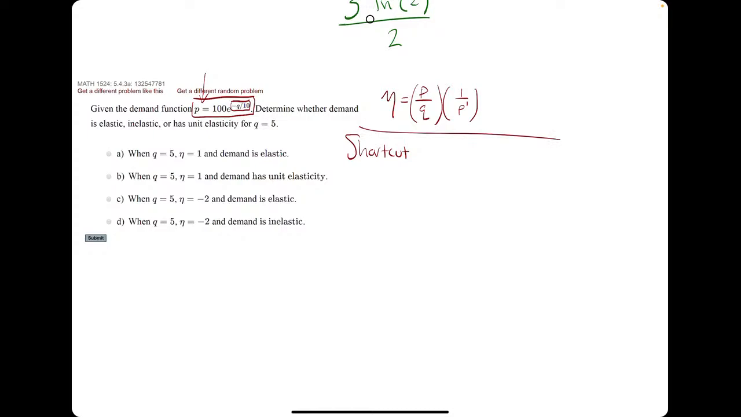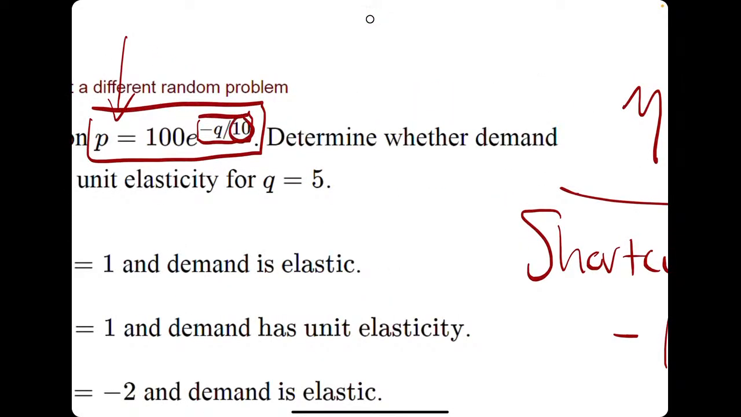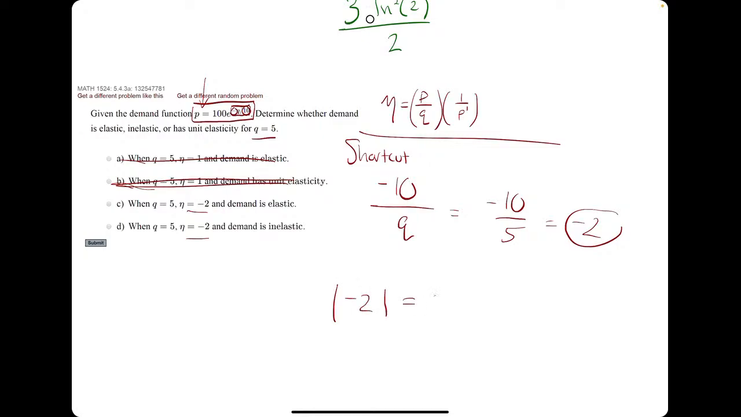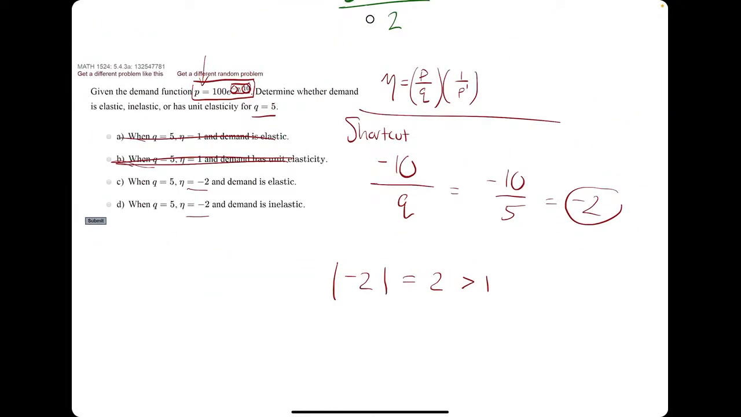The shortcut for this one is taking the exponent number, so really just the 10, but keeping the negative. So it'd be like negative 10 over whatever the Q value is. So really, negative 10 over 5 is negative 2. So negative 2, and then it's just determining that 2, the absolute value of negative 2, is greater than 1, which means it is elastic. So that's the shortcut for that one.